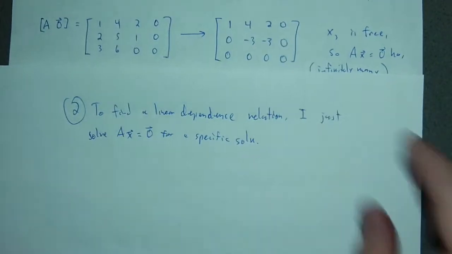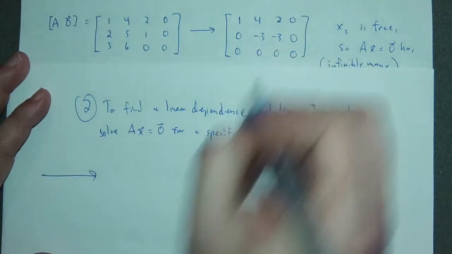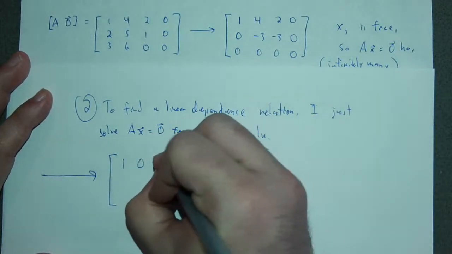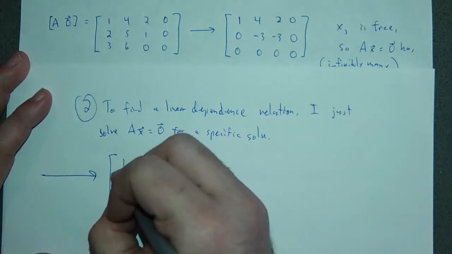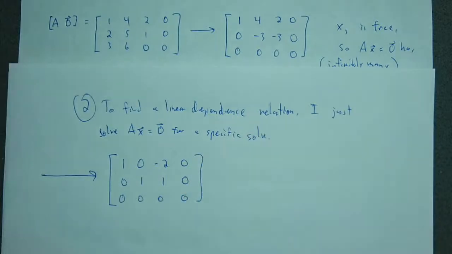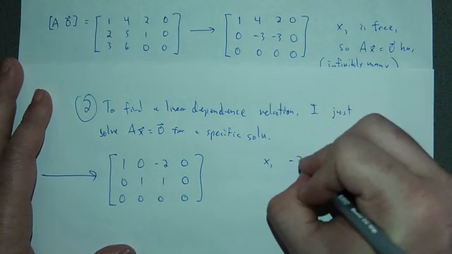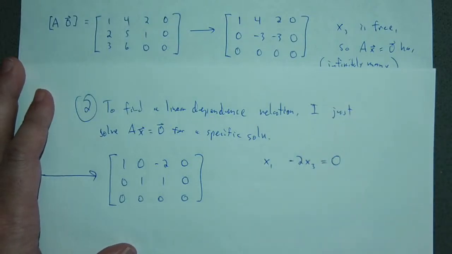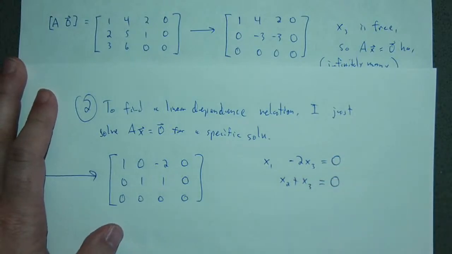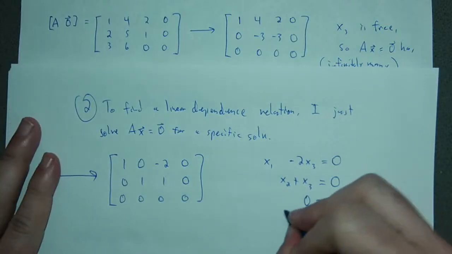So if I look at the matrix I had before, I want to finish solving this. If I further reduce this matrix to reduced row echelon form, what I get is the matrix 1, 0, minus 2, 0, 0, 1, 1, 0, and then the last row is all zeros. And so the equation I get is x sub 1 minus 2 x sub 3 is equal to 0, and x sub 2 plus x sub 3 is equal to 0, and 0 is equal to 0. x sub 3 is free.